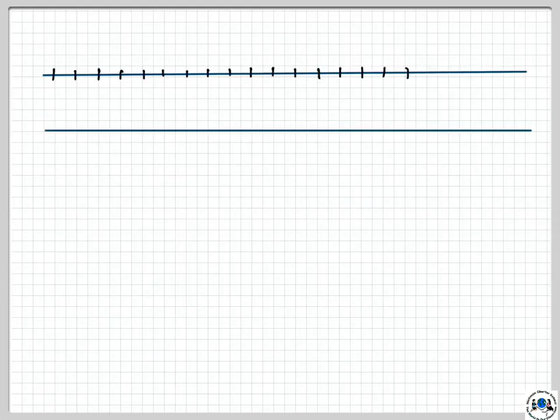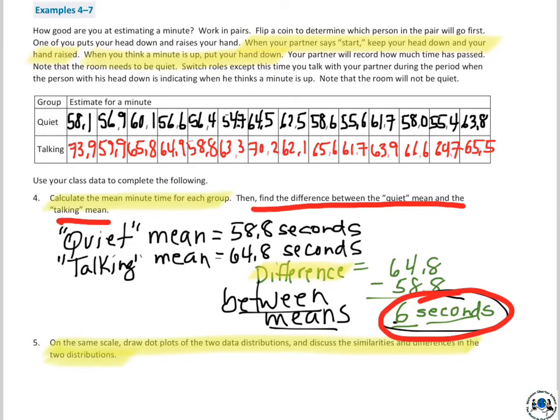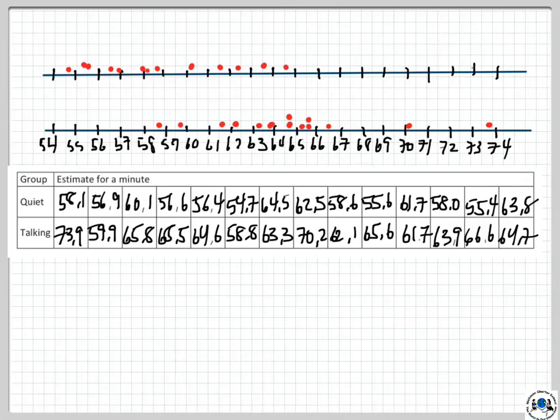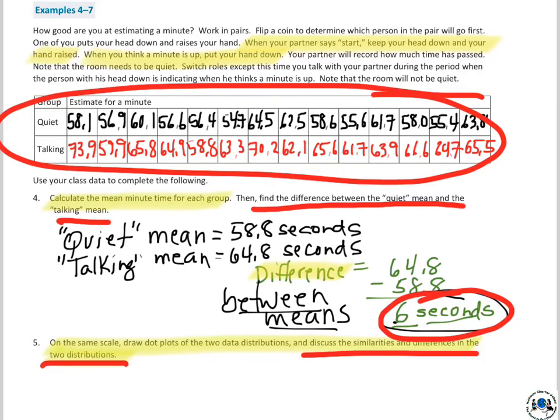Now what we're going to do is go back here and read. Number 5: on the same scale, we're going to draw dot plots of the 2 data distributions, this data distribution right here. We're going to draw those on 2 dot plots, one on top of the other, and discuss the similarities and differences we see in those 2 distributions.